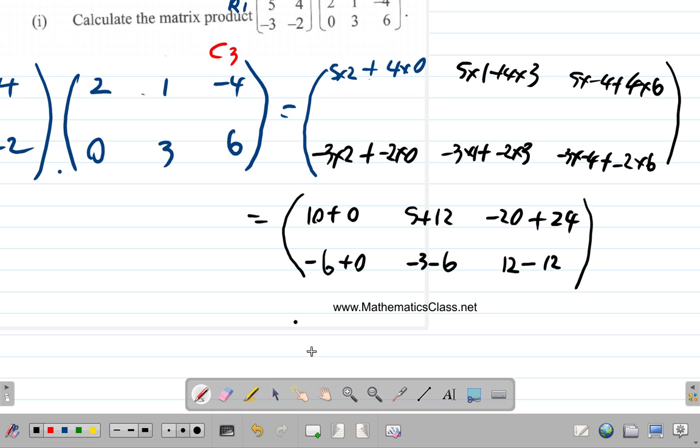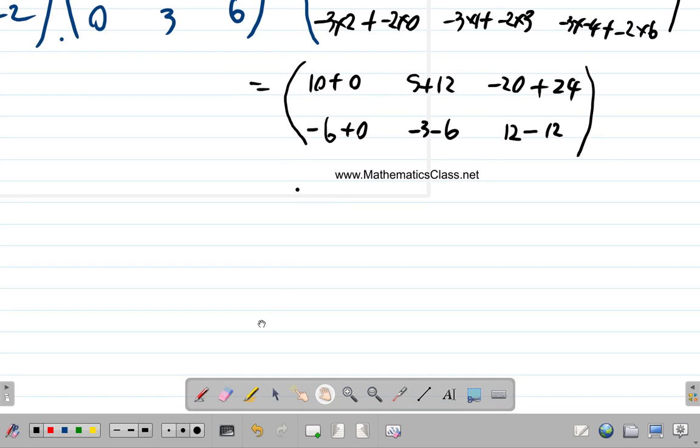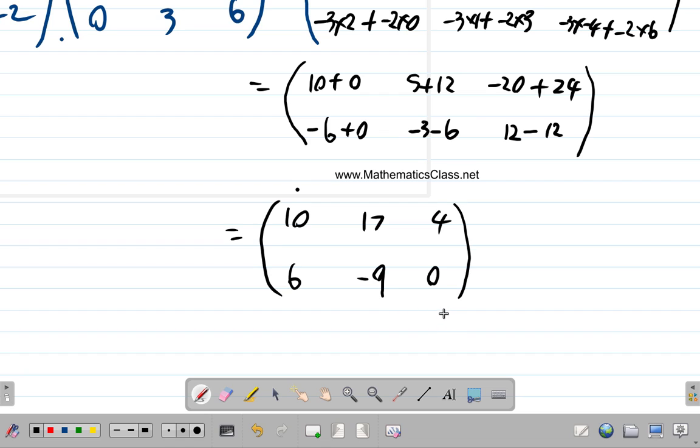So when you do that now, what you get for the matrix product: 10 plus 0 is 10, 5 and 12 are 17, negative 20 plus 24 is 4, negative 6 plus 0, that's negative 6, negative 3 minus 6, that's a negative 9, 12 minus 12 is 0. Alright, that you get?